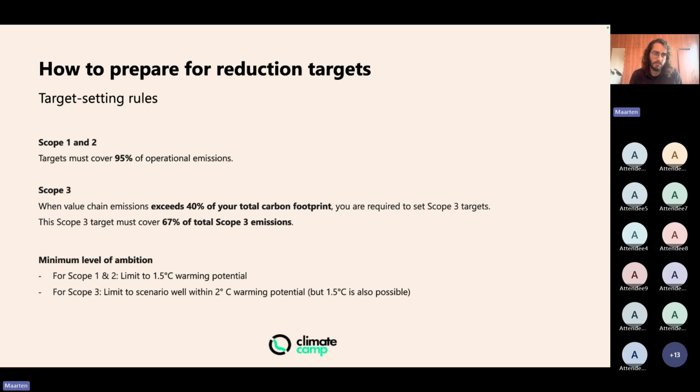Now, when setting targets, you have a minimum level of ambition. For scope 1 and 2, there is no choice. It's limited to the 1.5 degrees warming potential. For scope 3, you have the option to limit to the well-within-2-degrees warming scenario, but obviously a stricter 1.5 degrees pathway is also possible. But these are the minimum levels of ambition SBTi requires for the different scopes.